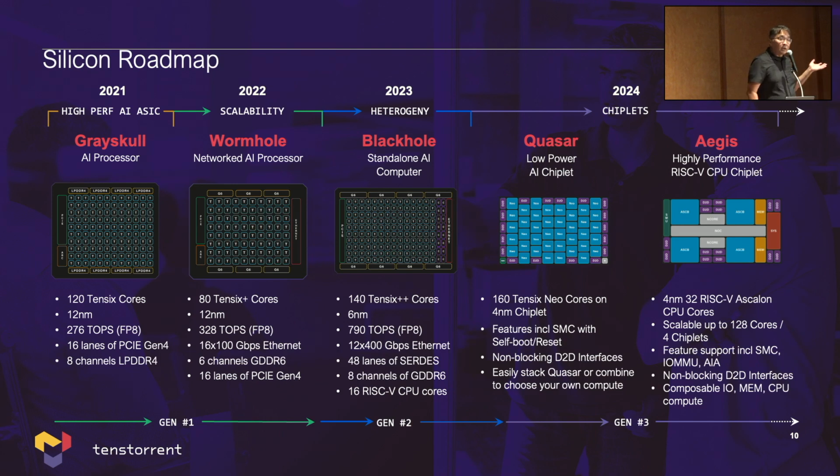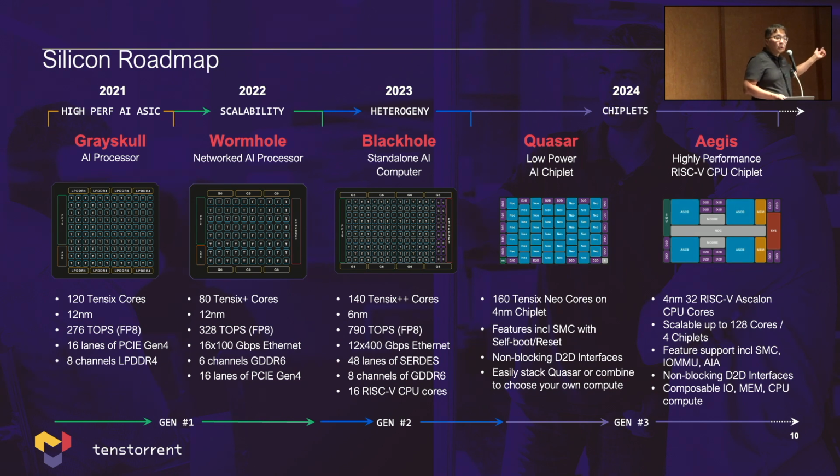And this is our silicon roadmap. We are already on the third generation. The first generation is basically a single PCIe card form factor design. In the second generation, we started working on the scale technology called Wormhole, and we recently released the AI server, a 1 petaflop AI server, using Wormhole technology. We also have Blackhole, which is in the lab in testing, using TSMC N6 technology. And I'm leading the effort building the chiplet ecosystem for Tenstorrent.